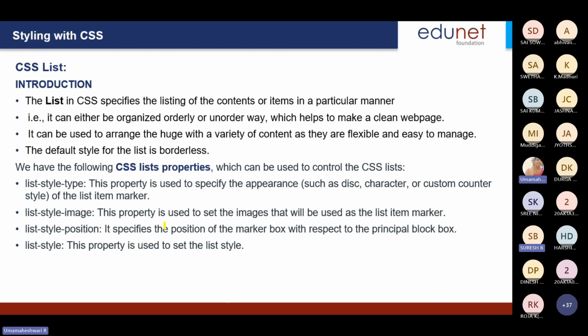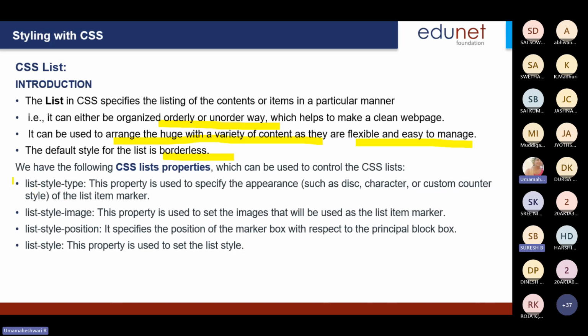Now already in HTML we discussed lists. But what is different here is we are going to apply it using a property and a value. List in CSS specifies the listing of the content or items in a particular manner. It is the same thing, in an ordered or unordered way, in a clean page, and it can arrange a huge variety of content, flexible and easy to manage. The default style for this list is borderless.